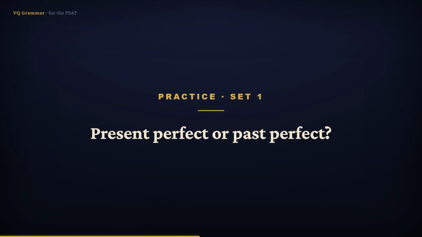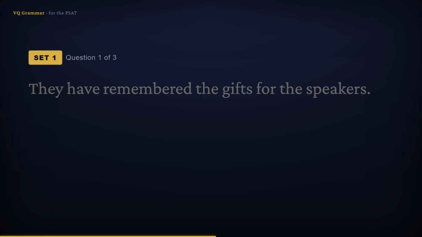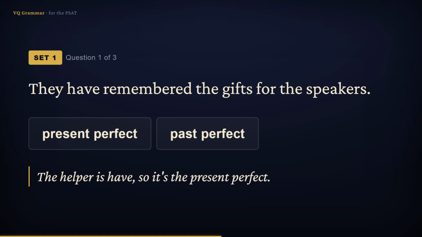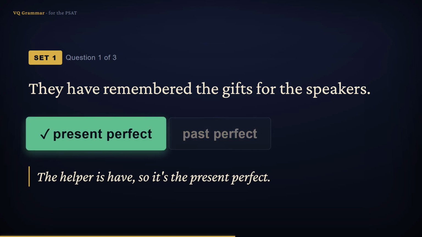Let's try a few. In this first set, look at the helping verb in the verb phrase. If it's has or have, it's the present perfect. If it's had, it's the past perfect. Pause and try each one before I answer. They have remembered the gifts for the speakers. Find the verb phrase. Have remembered. The helper is have, joined to the past participle remembered. Have means present perfect, so the answer is present perfect.